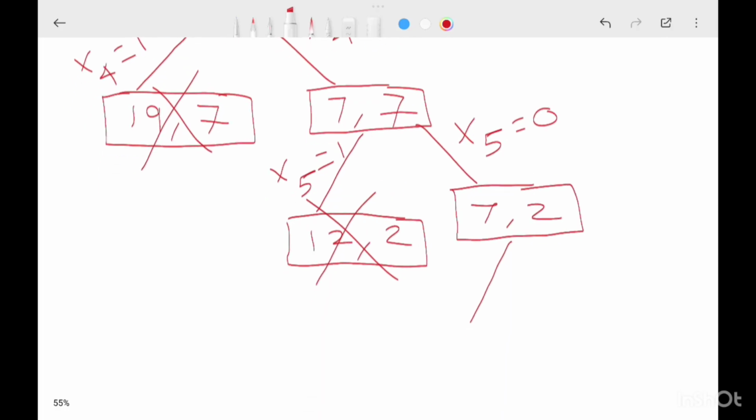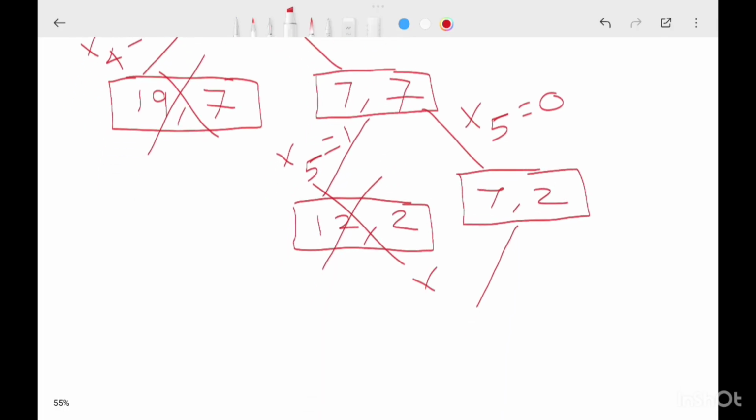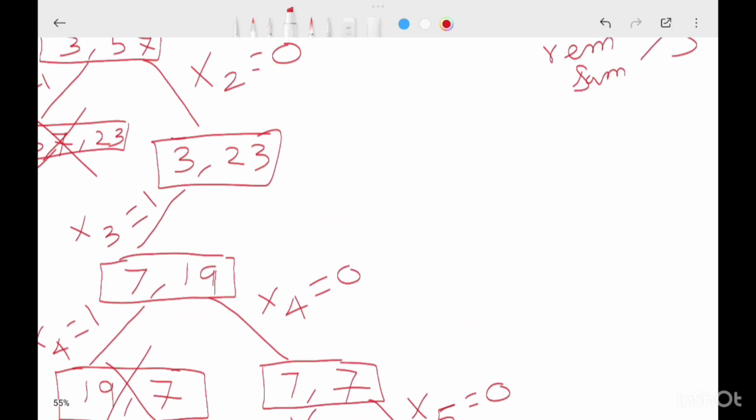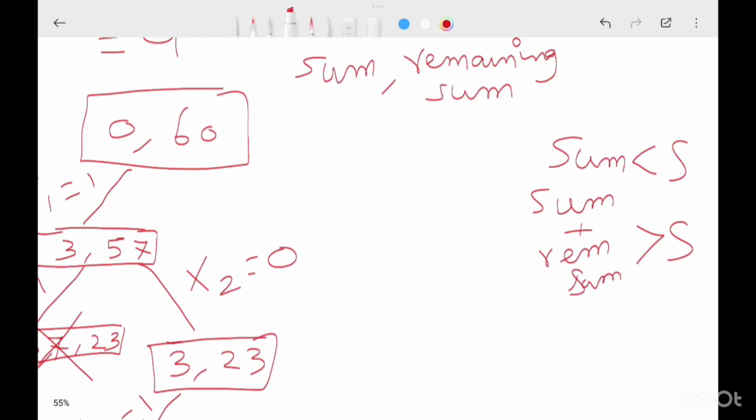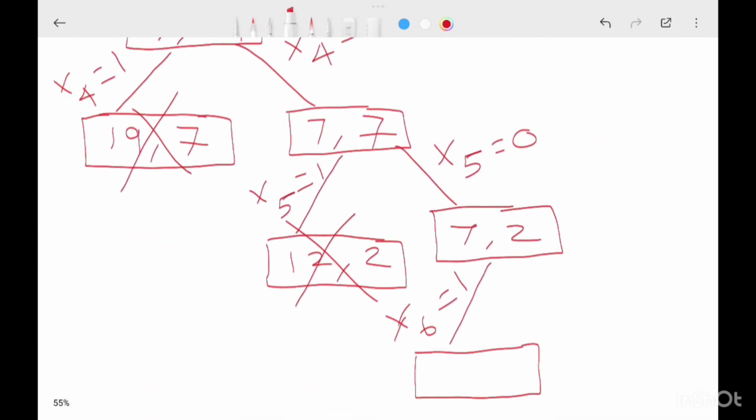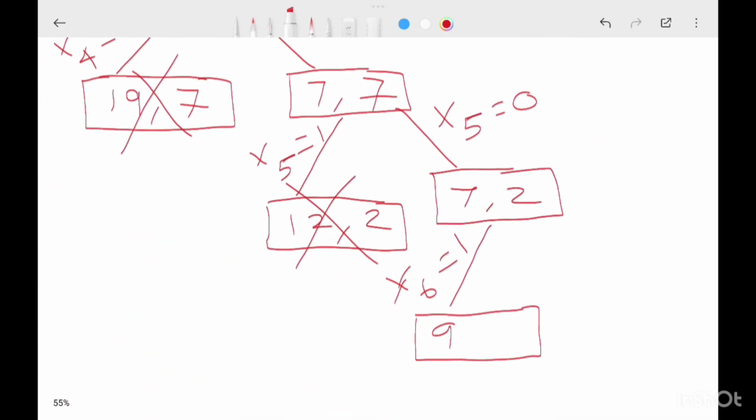Now the next possible state is adding the sixth element to my solution. So, inclusion of the sixth element. After including the sixth element, already the sum of this subset is 7. Now I am adding the sixth element. The value of the sixth element is 2. So now I am adding this to my solution, and it becomes 7 plus 2, which is 9.